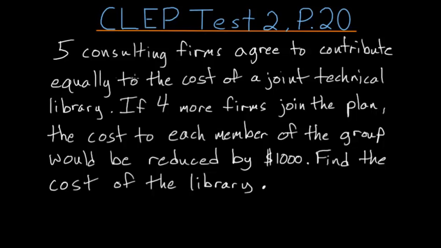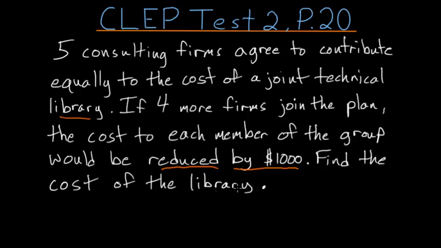5 consulting firms agree to contribute equally to the cost of a joint technical library. If 4 more firms join the plan, the cost to each member of the group would be reduced by $1,000. Find the cost of the library.